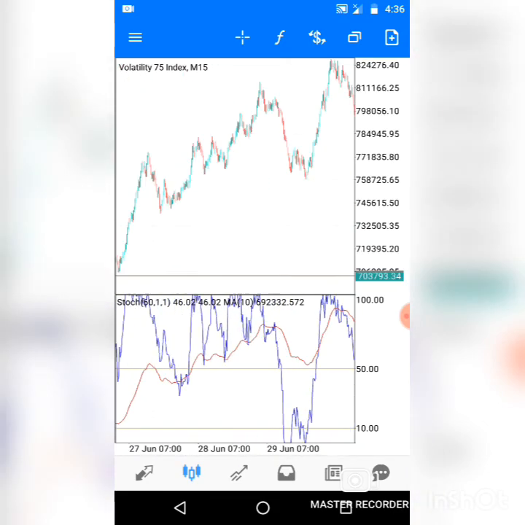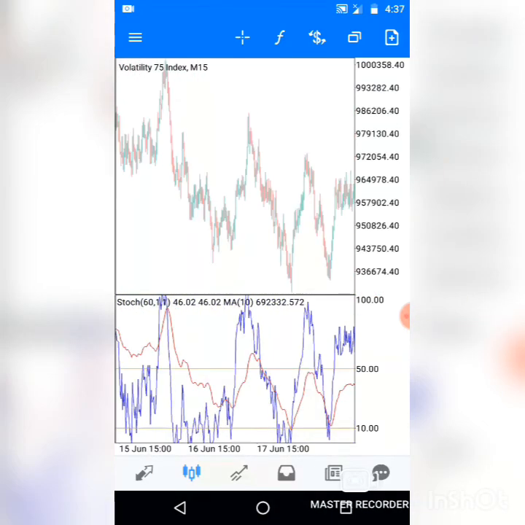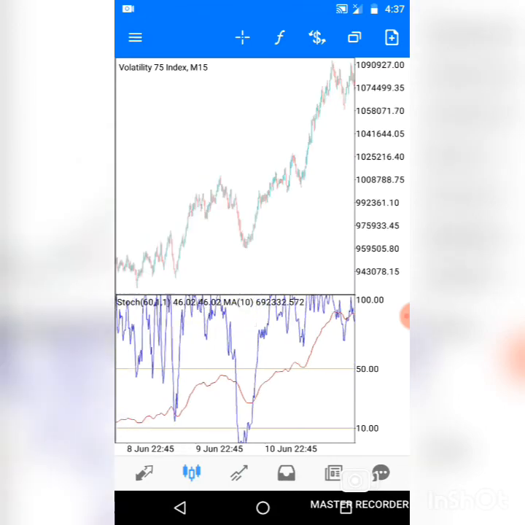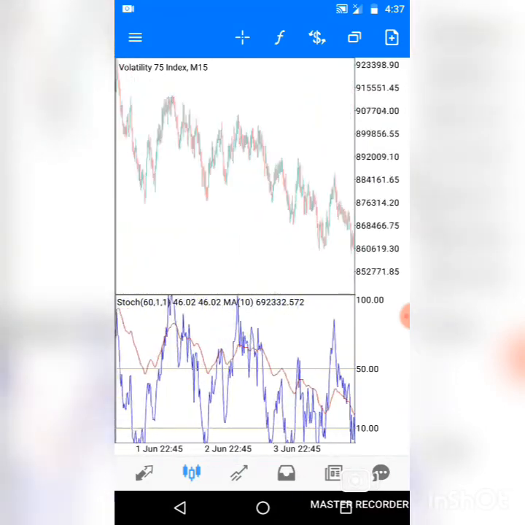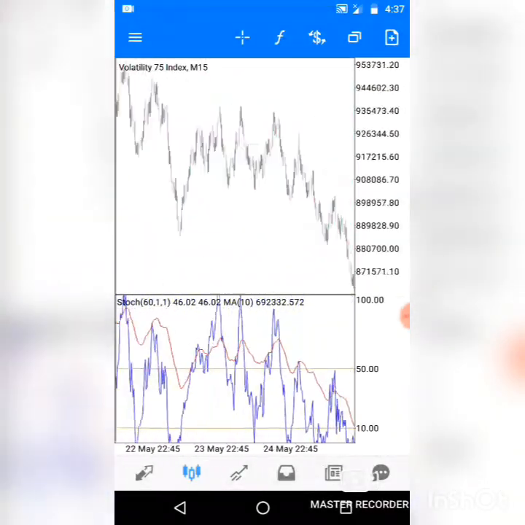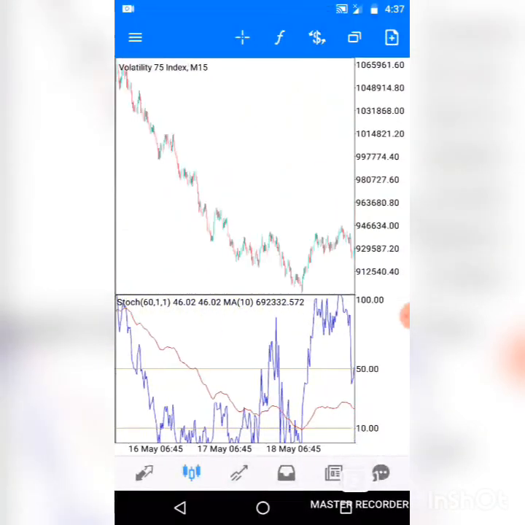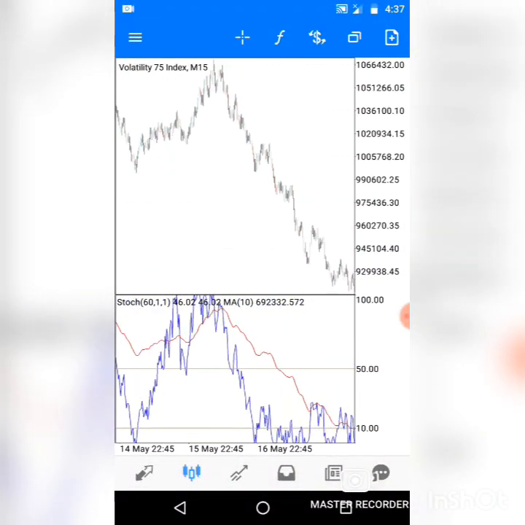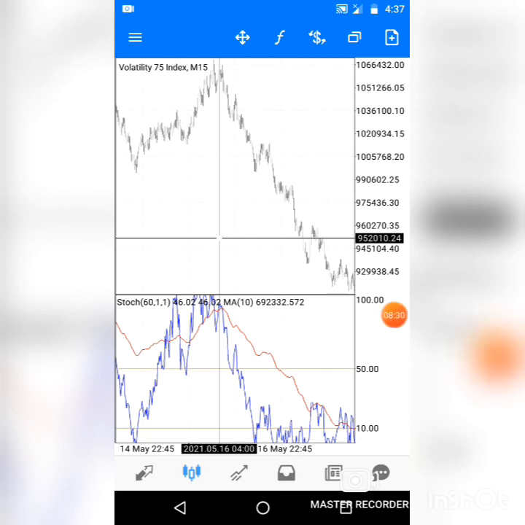You see, this strategy works perfectly. It does not change. When it crosses like this, then you enter the market. Believe me, you make profit if you follow this strategy carefully and do exactly what I have shown you so far.